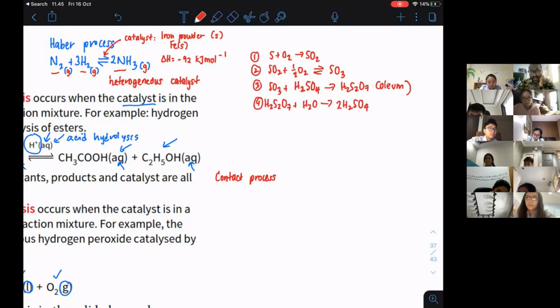Okay, these are all the steps that happen for the contact process, but only one of the steps involves the catalyst. Since Arneta mentioned that, maybe Nicole, Trisha, can you tell me which of the steps over here, between 1, 2, 3 or 4, will be involving the catalyst? So is it 3? I don't know. It's not 3. Okay, maybe someone else can guess. Shane, can you take a guess? 4. No, it's not 4.